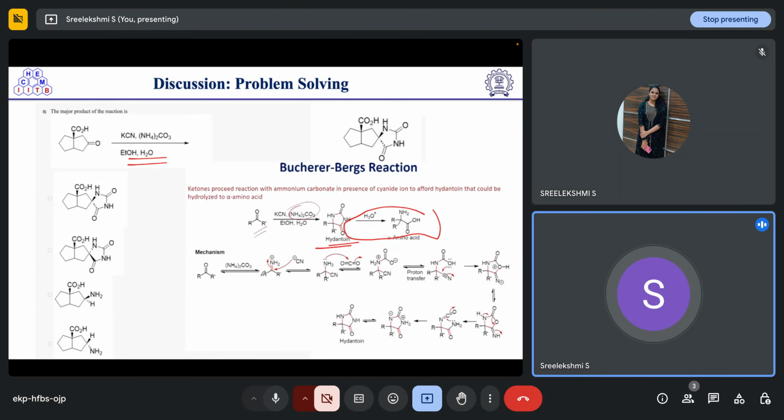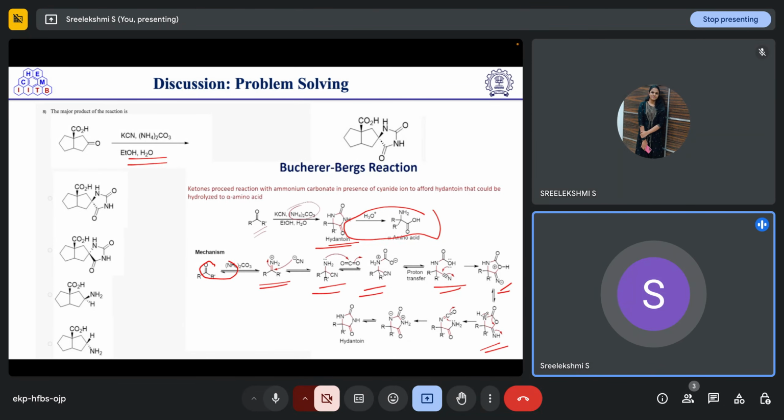First, ammonium carbonate and this ketone will react to form this iminium ion. To that, the cyanide will attack the center and this positive charge will be stabilized. Then from the carbonate, CO2 will be released and nitrogen will attack that carbon to form this intermediate. Then proton transfer will result in the formation of this compound. Then this oxygen lone pair will attack this carbon and this bond will shift over here to form this intermediate. And again, proton transfer takes place to form this intermediate.